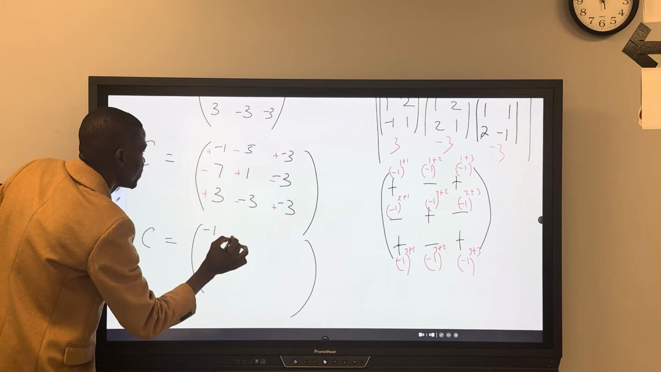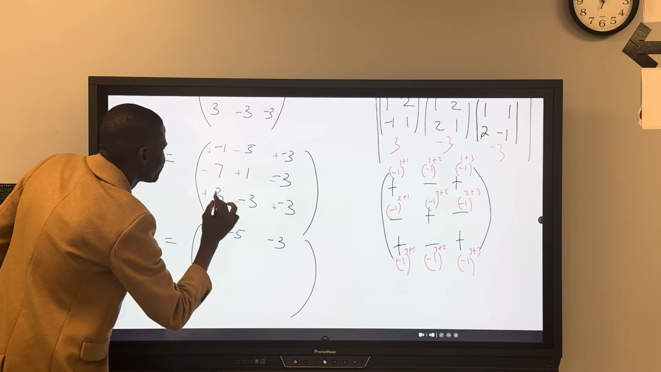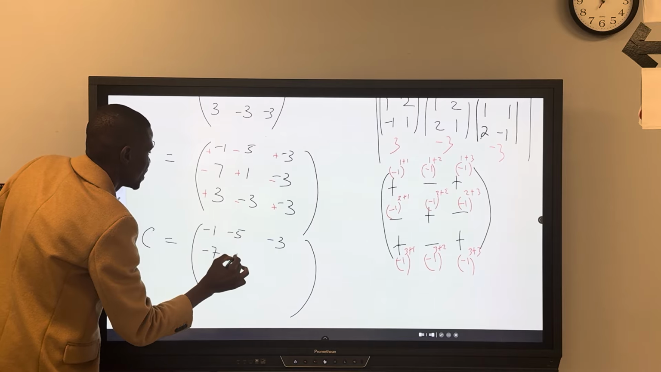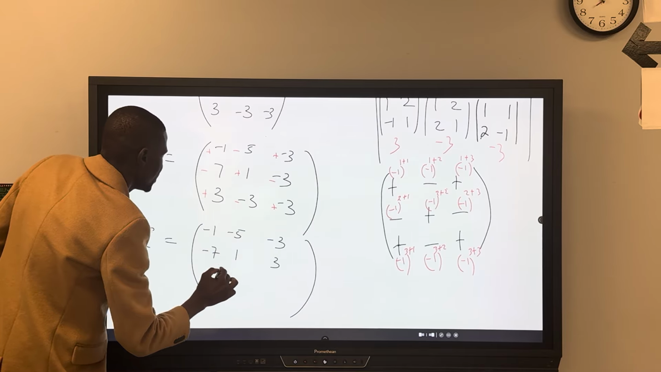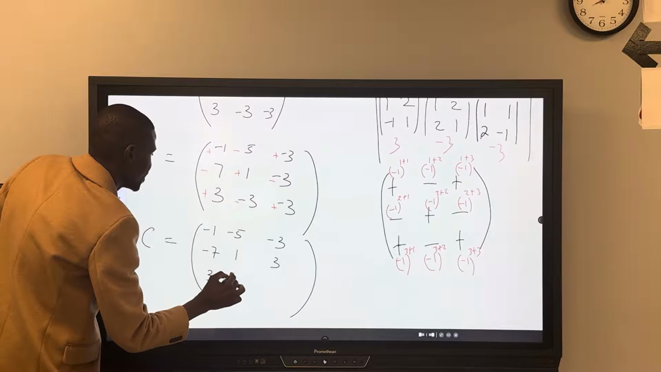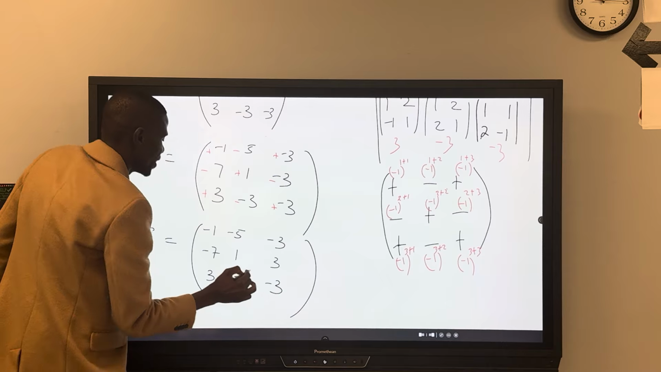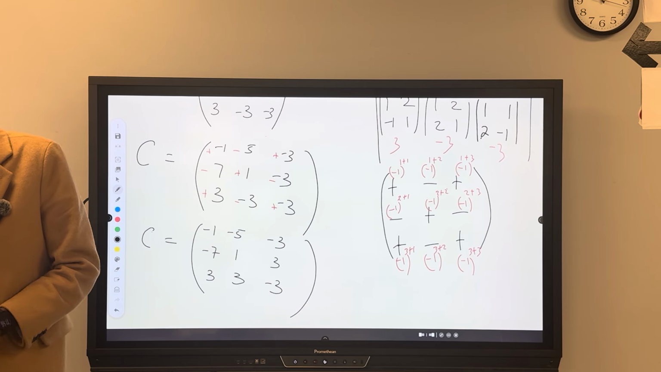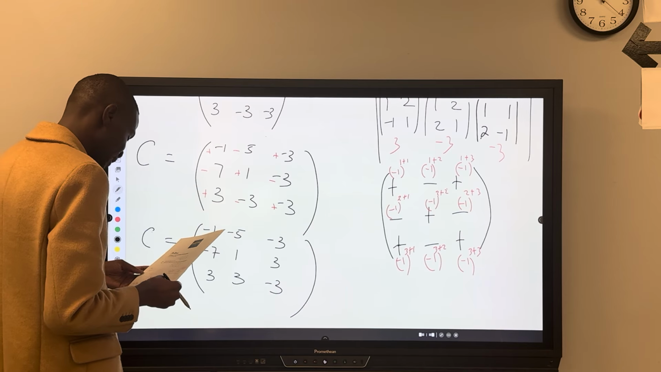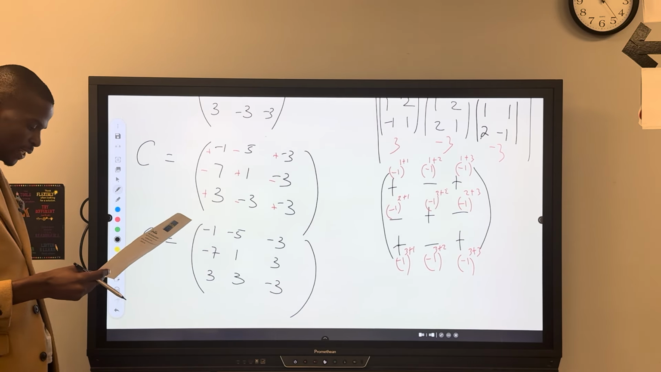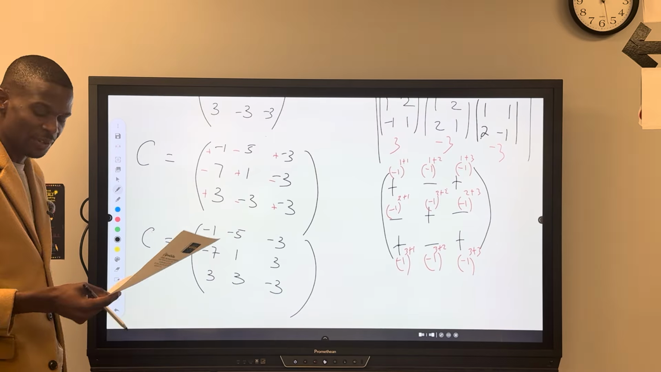So it's going to be -1, -5, -3, then -7, +1, then +3, then this is 3, this is 3, this is -3. Right. So we have our matrix of cofactors here, which is -1, -5, -3, -7, 1, 3, 3, 3, -3, which is correct.